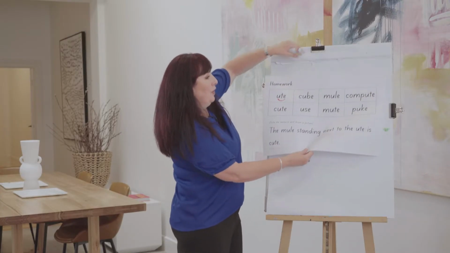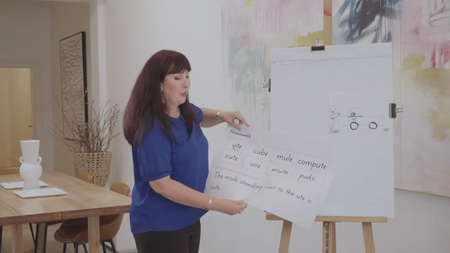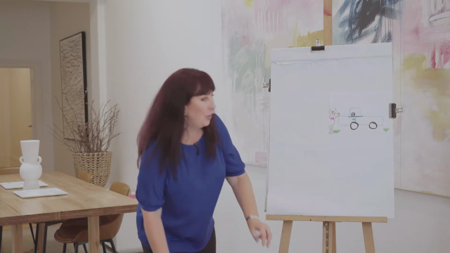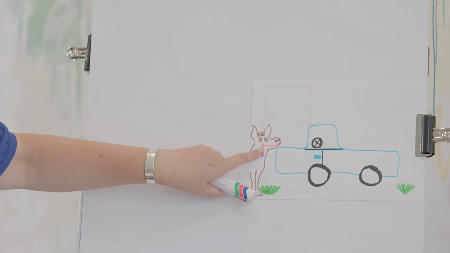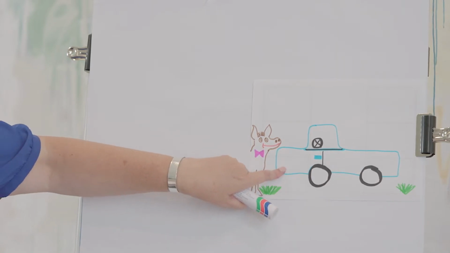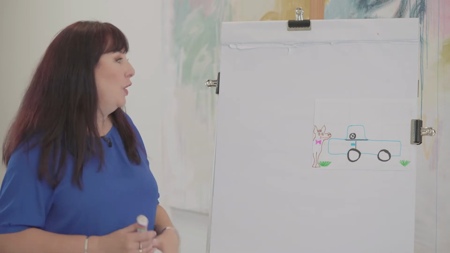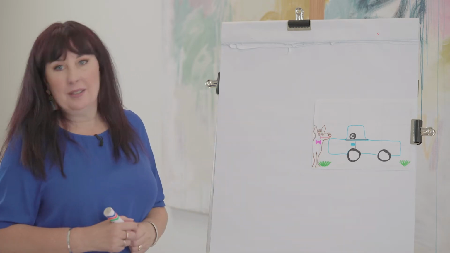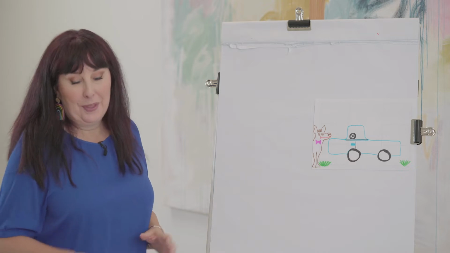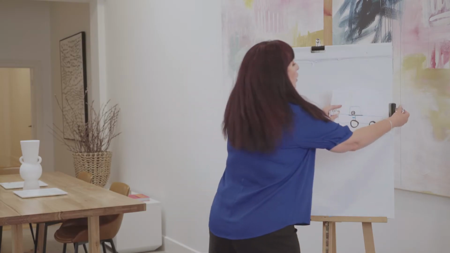Someone had a go for me, and look at that gorgeous picture. Isn't that a cute little mule? Look at that smile and the bow tie standing next to a ute. Have you got your picture? You make sure if you've got your picture you've written a sentence. Because I didn't do it, but that's okay. I'd like you to do it.